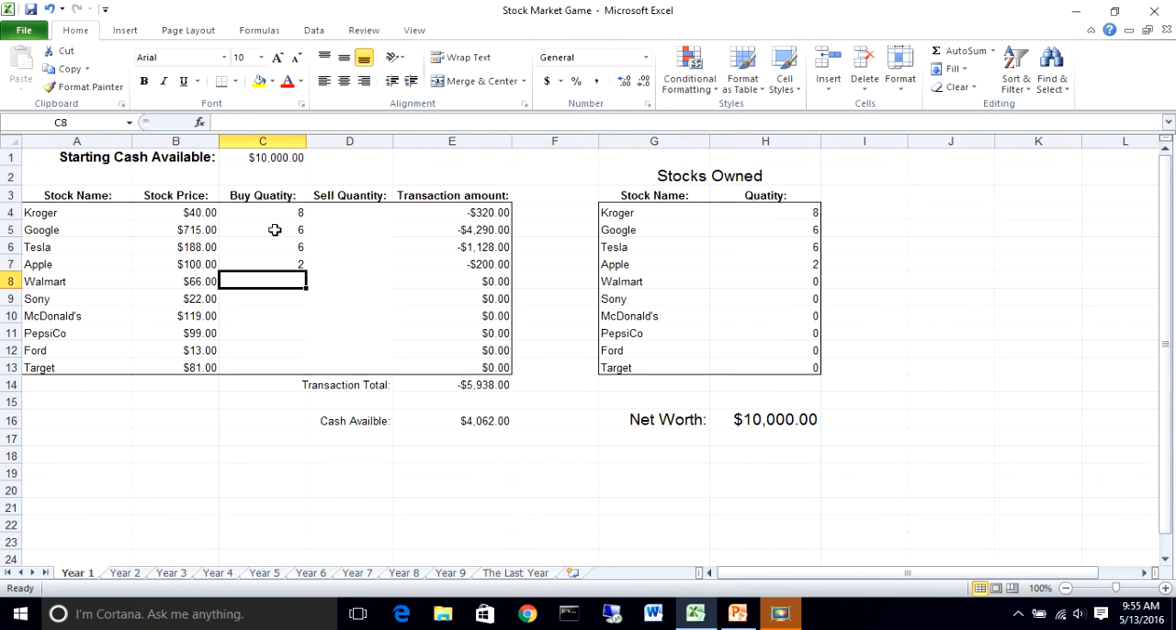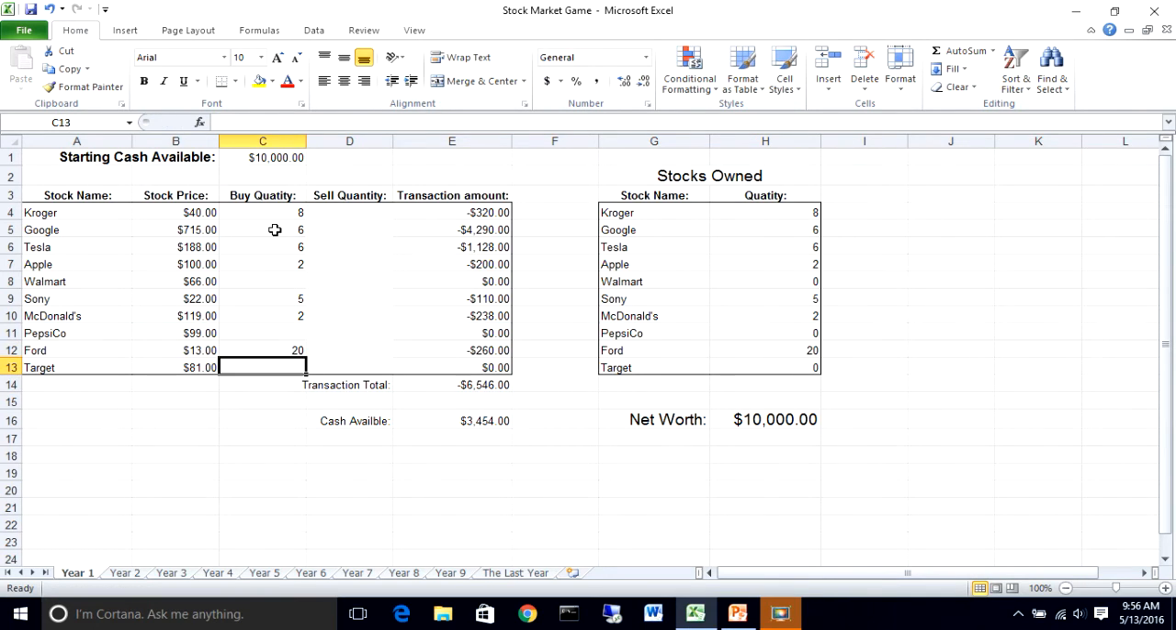Walmart. I don't like shopping at Walmart, so I'm just going to leave that blank. Sony. Pretty cool company. They make some good computers, have some good movies, stuff like that. And then I have McDonald's. I occasionally will stop by McDonald's, so I'll get some there. PepsiCo. I'm a fan of Coke. Don't like it so much. Frito-Lay's. There are things they don't own. Ford. Really cheap.